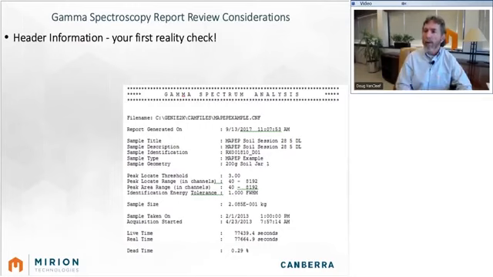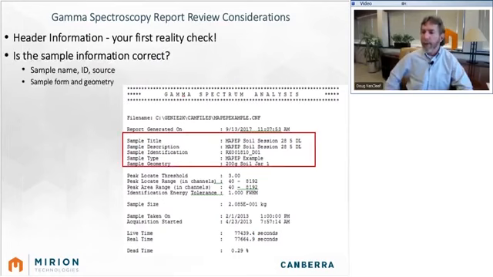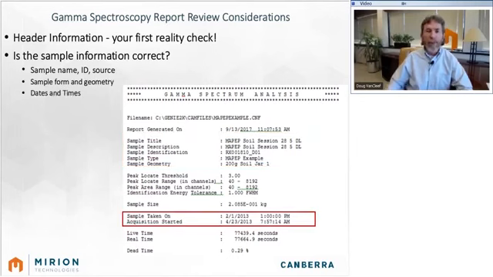Let's start with the header information. I think of this as your first reality check. And here what we should do is look at things like the sample information to make sure that it's correct. That's going to include things like the sample name, the identification, where it came from perhaps, the sample form, liquid, solid, something else, and the geometry that it's in. We should also find sample information related to dates and times. We should be able to validate those through our chain of custody or whatever mechanism we're using to track our sample back to its source.